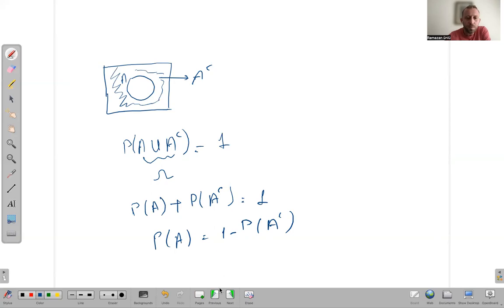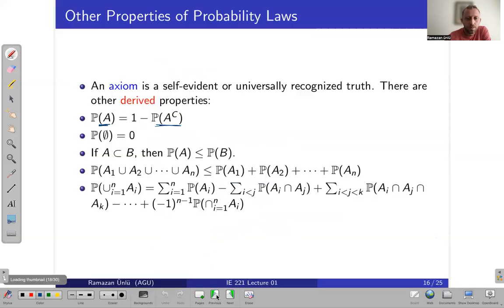Okay, so what we did, we derived this property by using two axioms. Another one is the empty set. The probability of the empty set is 0, because we know that our sample space is collectively exhaustive. So there are no empty events, right? So the probability of getting the empty set will be 0, because we are working with the collectively exhaustive data set.